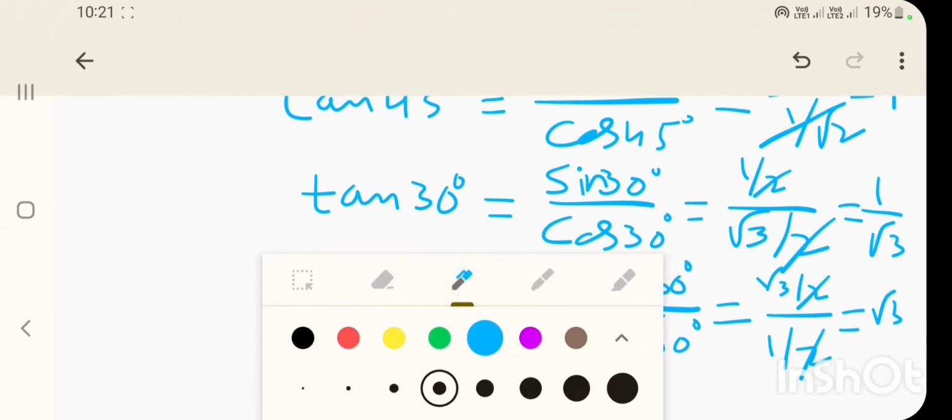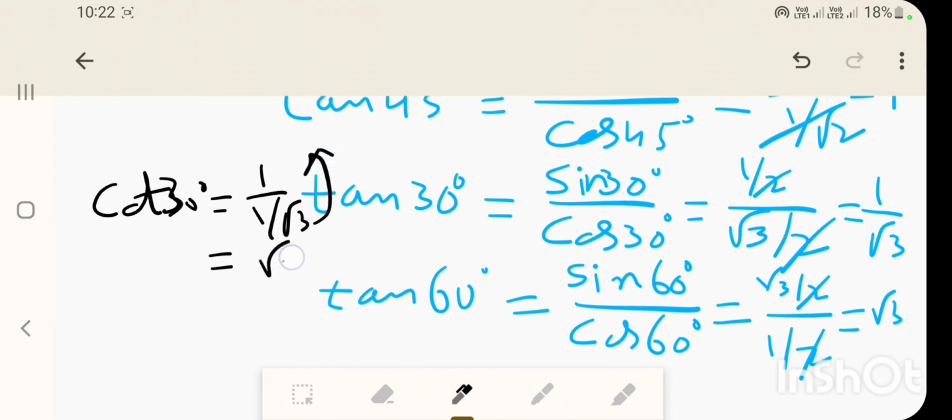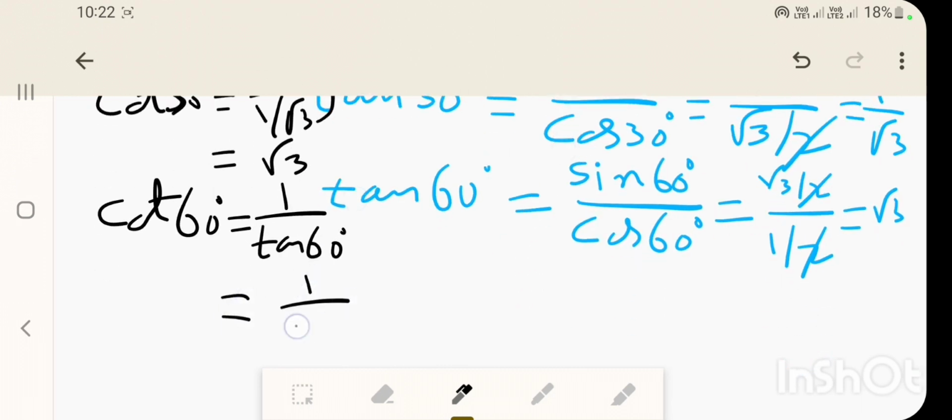Now other trigonometric ratios, that is we have cot 30. We know that the relation between cot and tan is reciprocal to each other. So cot 30 is 1 by 1 by root 3, that is 1 by tan 30. So this root 3 goes into the numerator, we get root 3. So cot 30 is root 3, and if you calculate cot 60, that is 1 by tan 60. Tan 60 we got already, it is root 3. So cot 60 is 1 by root 3.